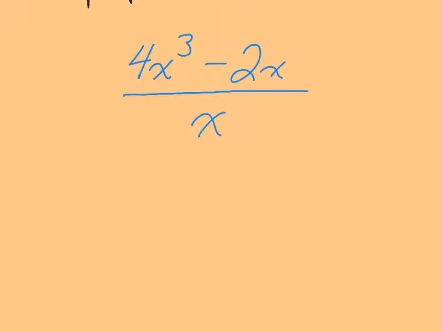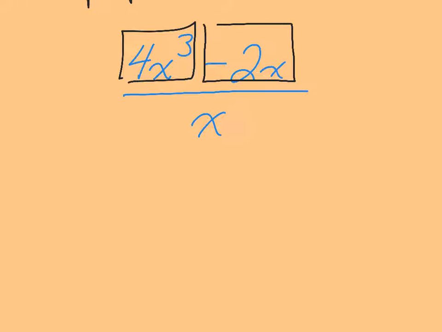So when we divide by monomials, the thing to remember is to separate all of the terms on the numerator by the denominator. So if we have 4x cubed minus 2x, and we're going to divide that by x. We need to separate each term in the numerator and put it separately over the denominator. And just remember, the sign goes with the number.